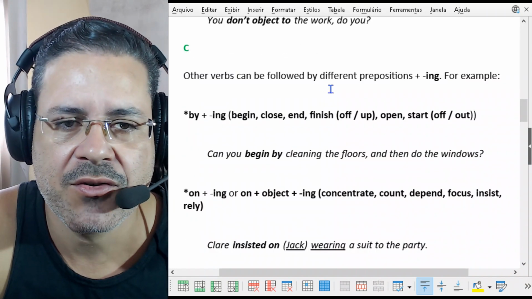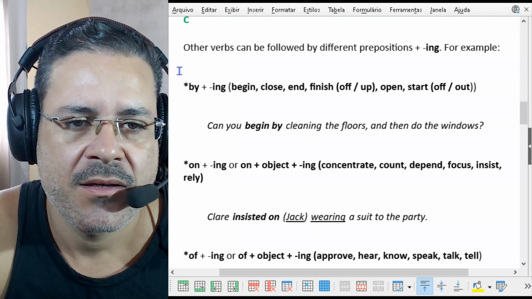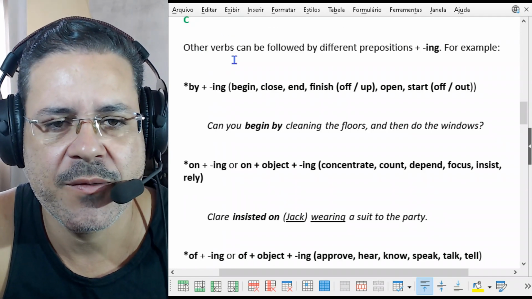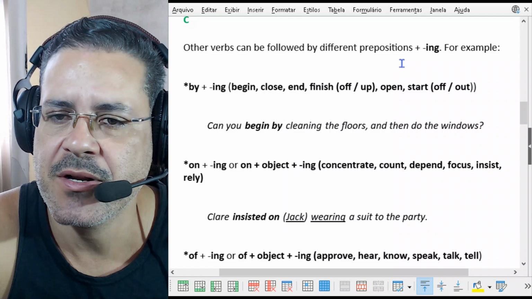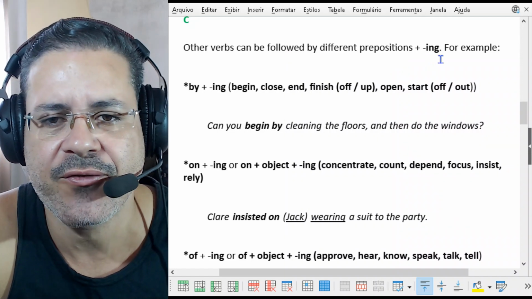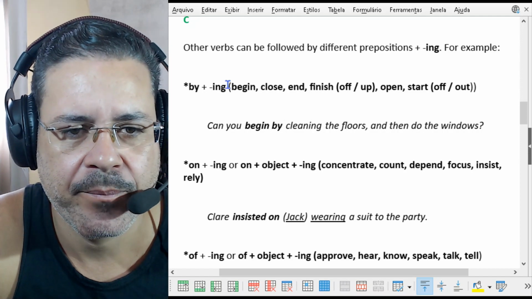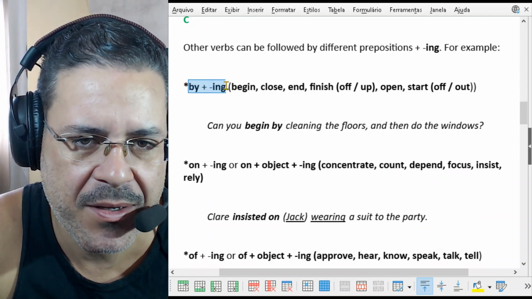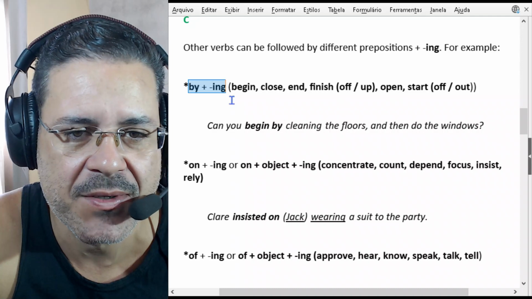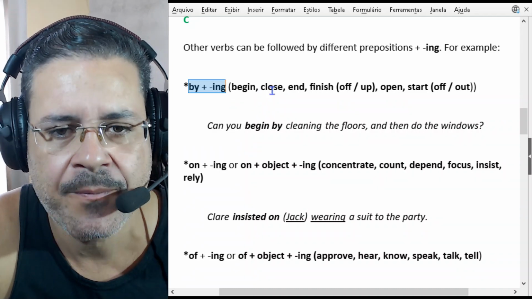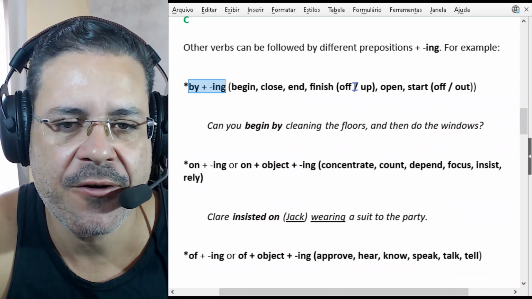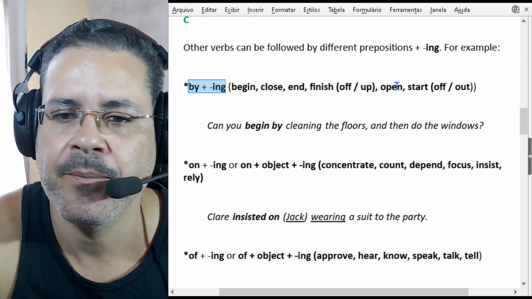Moving on now to section C. Here we have other verbs that can be followed by different prepositions plus ing. For example, by plus ing. This is a pattern, by plus ing with the verbs begin, close, and finish off or finish up.